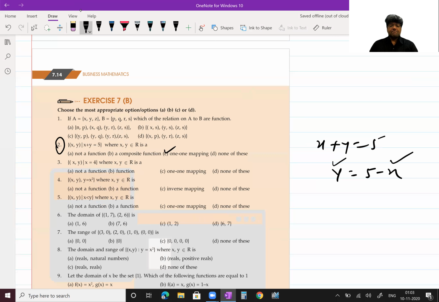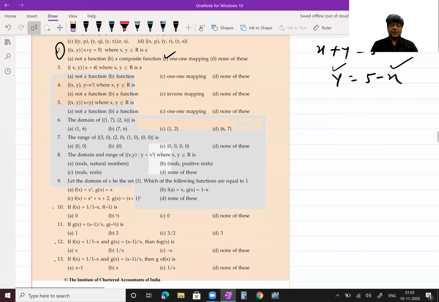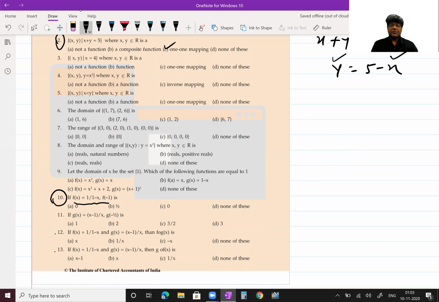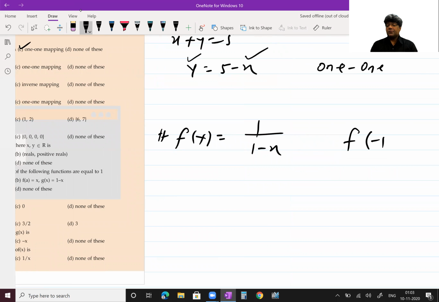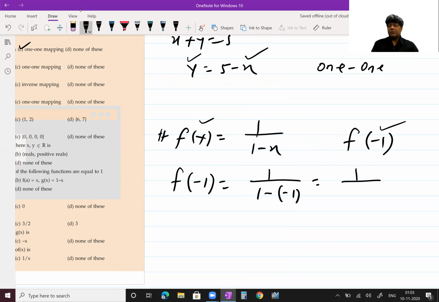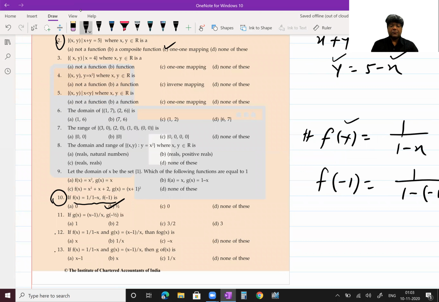Now, next question number 10. f(x) is equal to 1 by 1 minus x. They have asked f of minus 1. Guys, you can replace this x on both the sides by any same thing. Here we need to calculate f of minus 1. So we will replace x by minus 1 on both the sides. So f of minus 1 is equal to 1 by 1 minus minus 1, and that is equal to 1 by 1 plus 1, which is equal to 1 by 2. 1 by 2, option B.